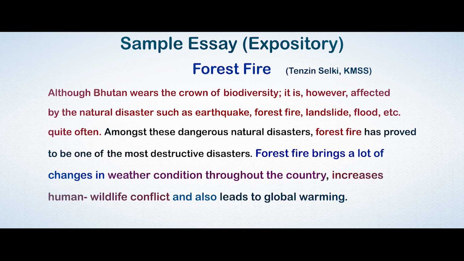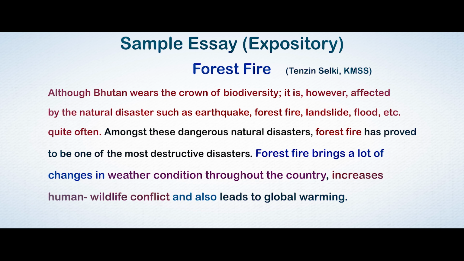The meaning that you get from this clause is that Bhutan is very rich in natural resources. She's very healthy, she's very robust, she has very rich natural resources. So let's look at the second clause. It says, "it is however affected by natural disasters such as earthquake, forest fire, landslide, flood, etc." The word however, once again, is helping the writer to insert a contradictory idea from whatever she has claimed or mentioned earlier. In the first part of the sentence, Bhutan is projected as the queen of natural resources.